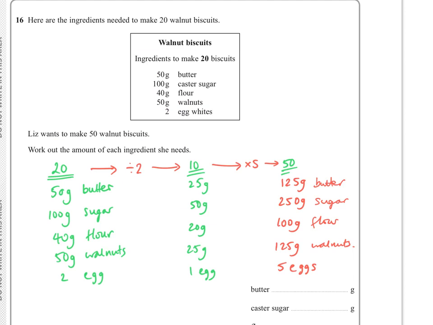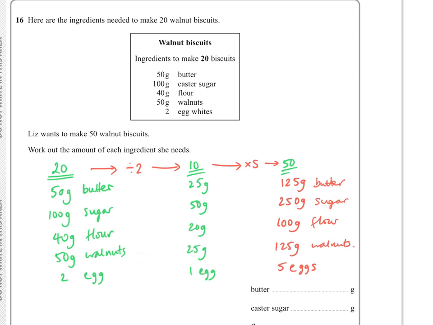Question 16. I thought for this question it would be easier just to explain what I've done here. So I just copied the table out for 20 walnut biscuits and gave the ingredients here as was written in the table. And then what I did was I made 20 biscuits turn into 10 biscuits. And what I did was I divide all of the ingredients by 2. And of course use your calculator at any time. And you get these values here.